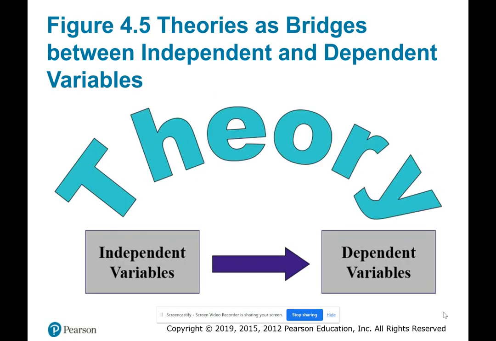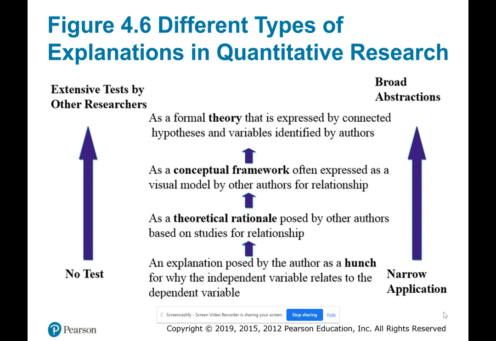Theory in quantitative research explains and predicts the probable relationship between independent and dependent variables. Here is a chart that depicts the different types of explanations in quantitative research.